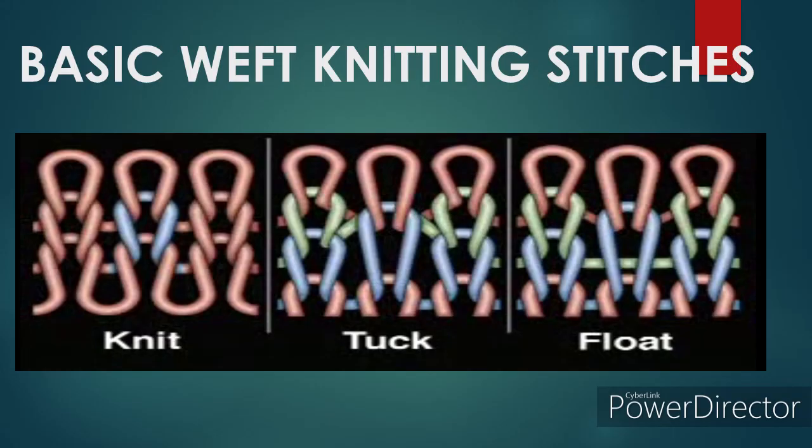Basic weft knitting stitches. Whatever the weft knitted fabric structures may be, all are made with these three weft knitting stitches only: knit stitch, tuck stitch, float or miss stitch.